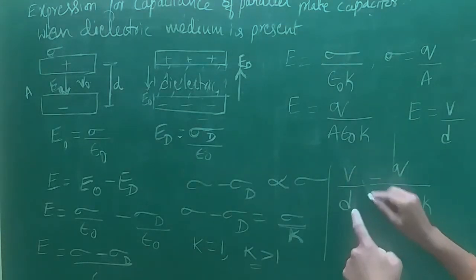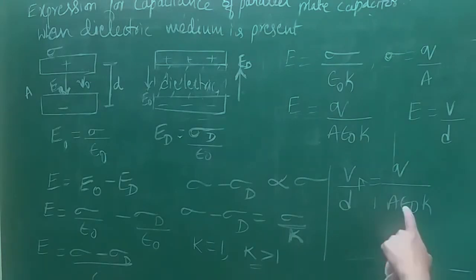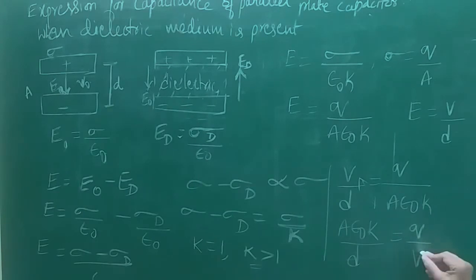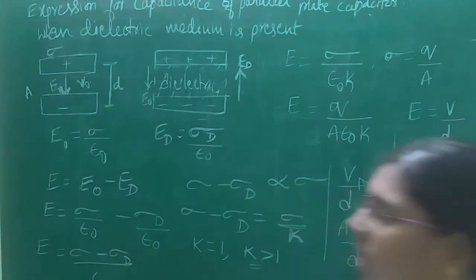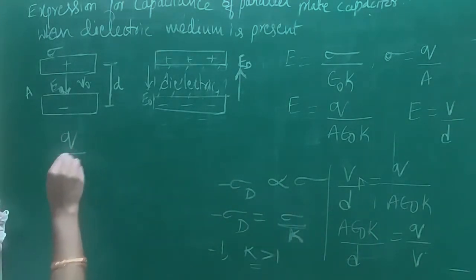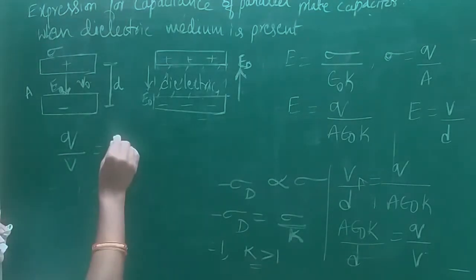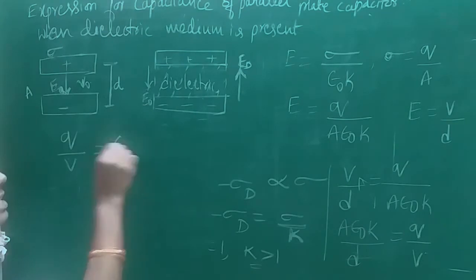Now cross multiply these two. This goes here and this comes here. So we can write A epsilon naught K by D is equal to Q by V. Q by V, we already know, is the ratio of charge to the potential difference between the plates of the capacitor, which is the capacitance.